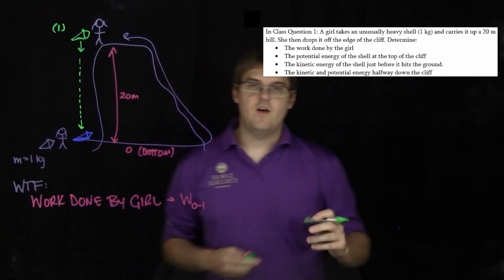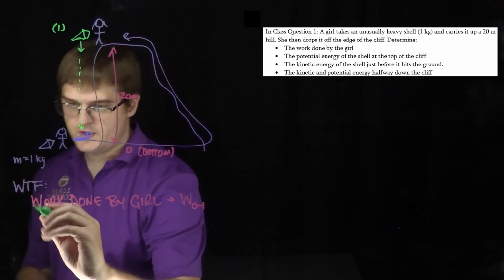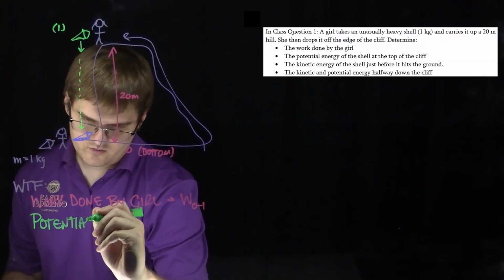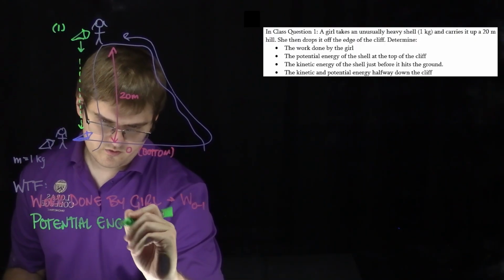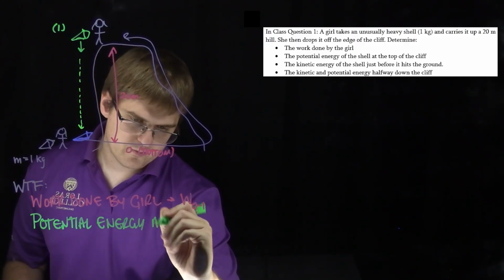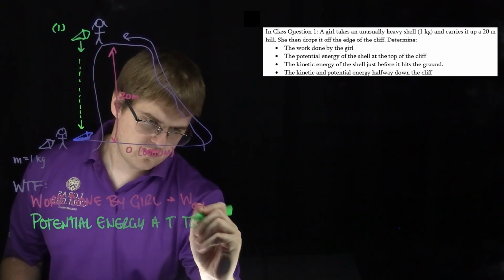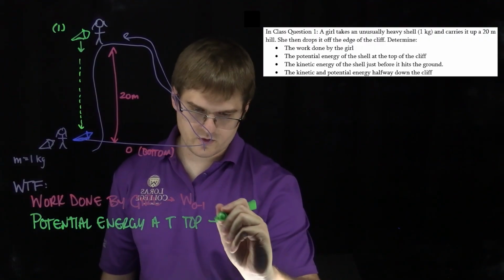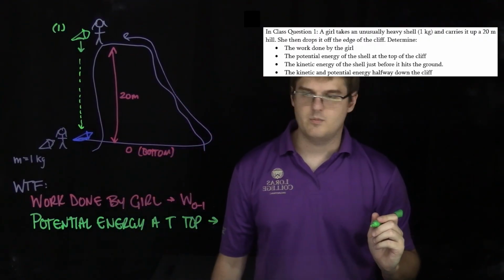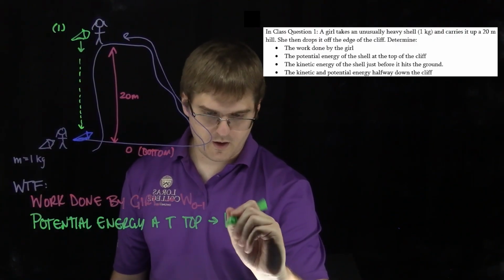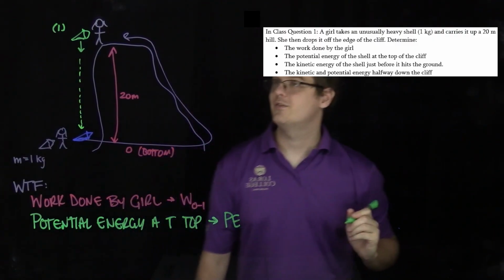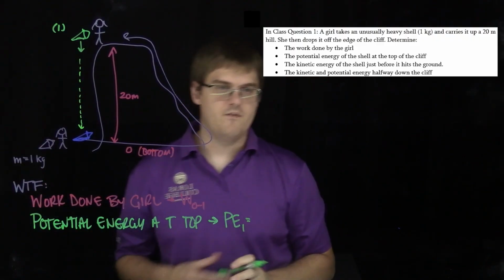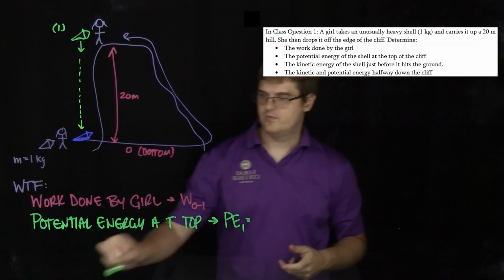Next thing we are asked to find is our potential energy at the top. This is a physics video, not an English video. If I want A and T for "at" to have a space between them, that is my own initiative. I apologize. Potential energy at the top, and we said top was condition 1, so we want to find the potential energy at condition 1.